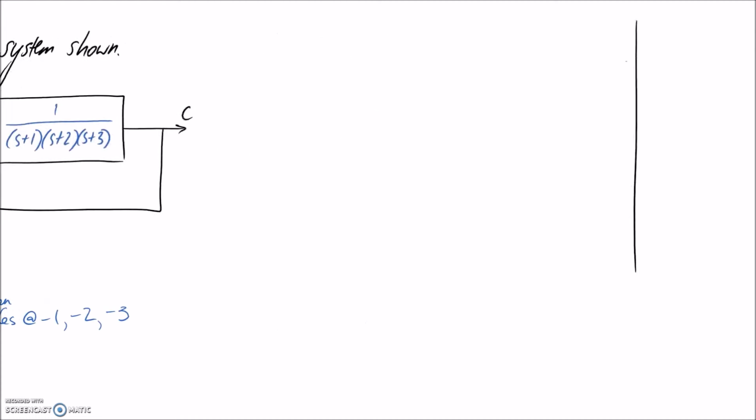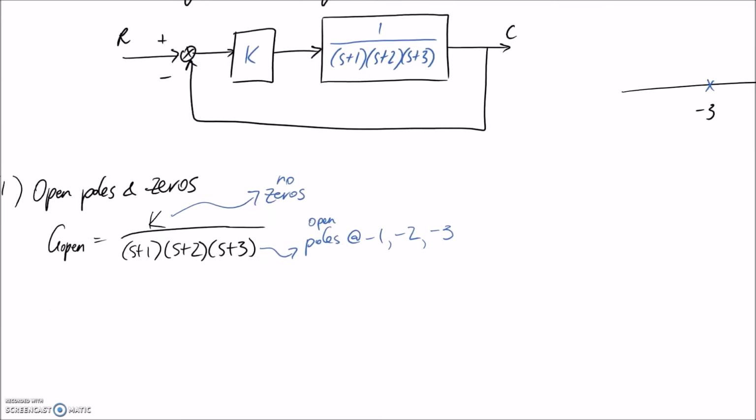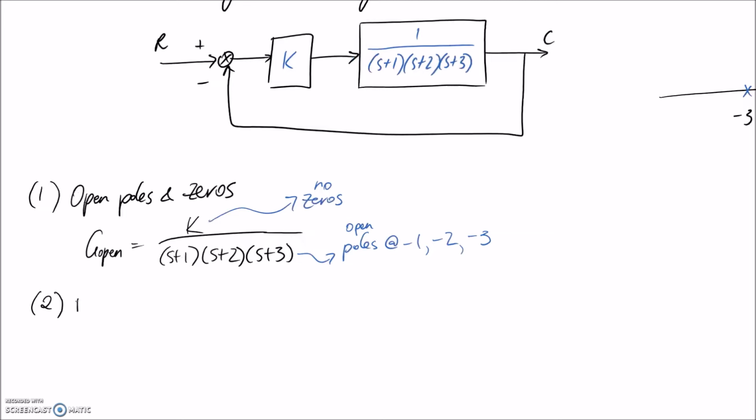So coming over here, setting up my imaginary and real axes. I have 3 poles, and they're at -3, -2, and -1, no zeros. Alright, so the next thing that I can look at is doing my real axis line segments.